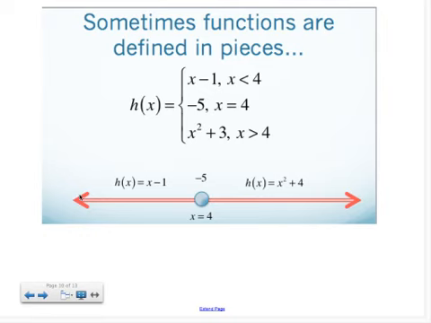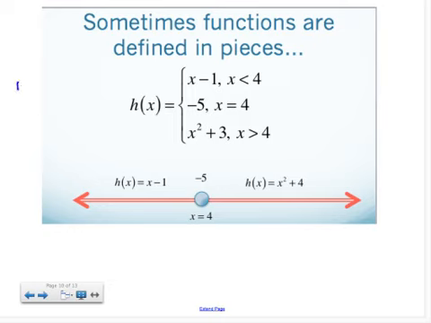Using a number line example, this function h would be equal to x minus 1 on this portion of the number line. It would be equal to -5 only at this one dot on the number line. And then h is x squared plus 4 for the rest of the number line. You'll see quite a few piecewise functions as the year goes on. The main thing, if you're asked to find function values, is to ask yourself which part of the domain my input lies in, and then that's which rule I'll use.